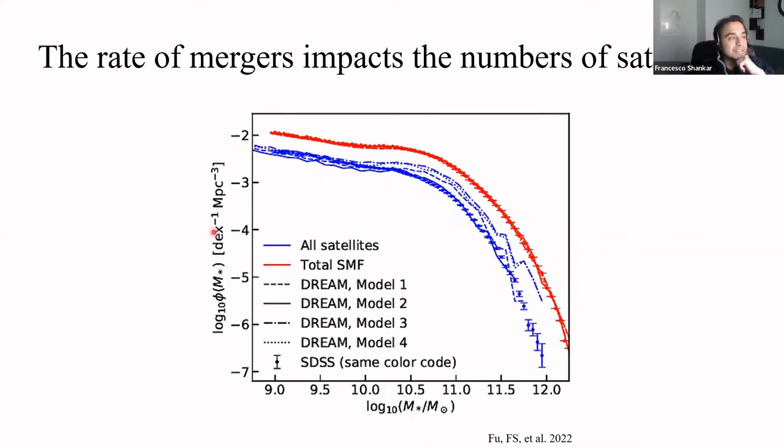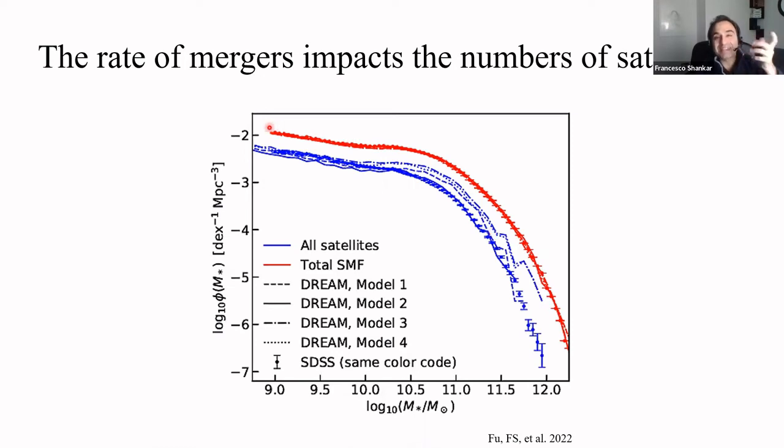So what you see here is again the stellar mass function. There are two data sets here. The data set in red is the total stellar mass function at redshift 0 from SDSS. The blue is the satellite stellar mass function, so the number of satellites at a fixed stellar mass. If you plot blue divided by red, you get the fraction of satellites as a function of stellar mass. All these lines are our predictions from the semi-empirical model.